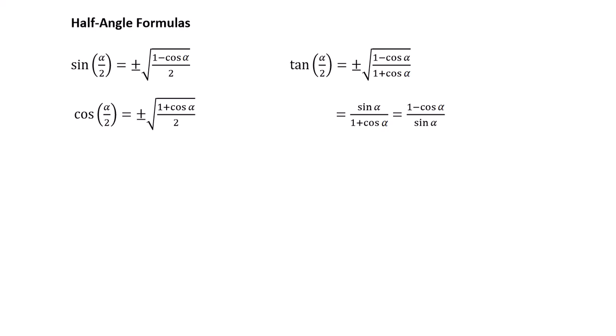And the cosine of alpha over 2 is plus minus the square root of 1 plus the cosine alpha over 2. The tangent of alpha over 2 is equal to plus or minus the square root of 1 minus cosine alpha over 1 plus cosine alpha. It could also be expressed as sine alpha over 1 plus cosine alpha, or as 1 minus cosine alpha over the sine.